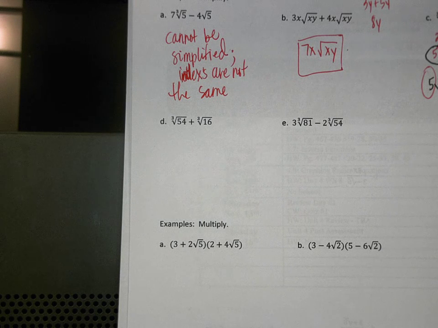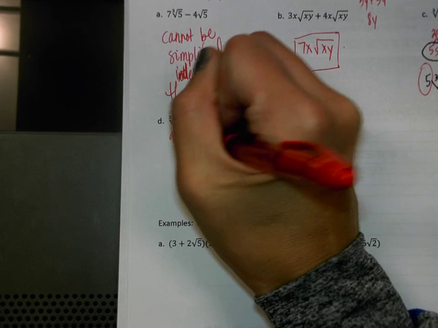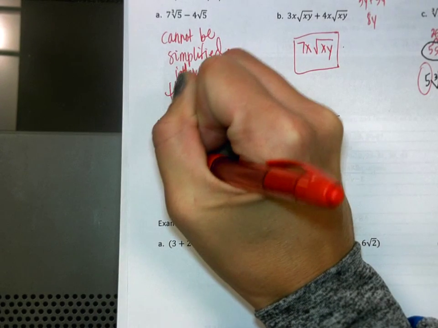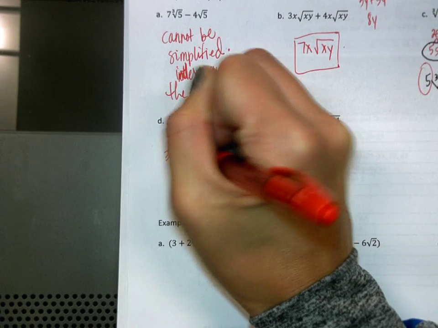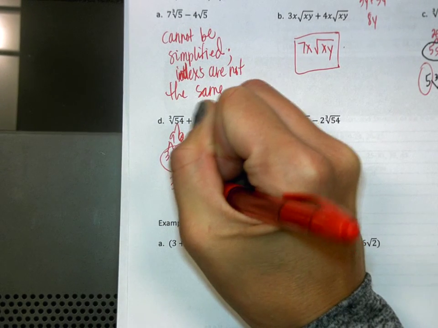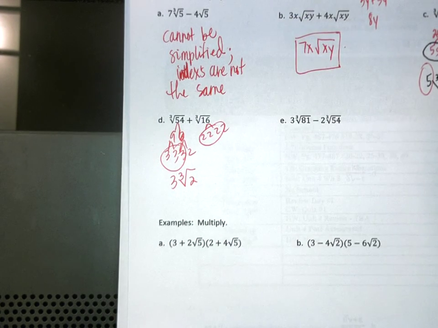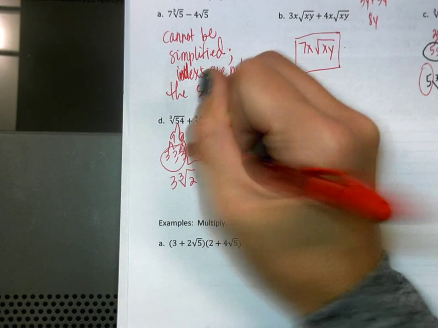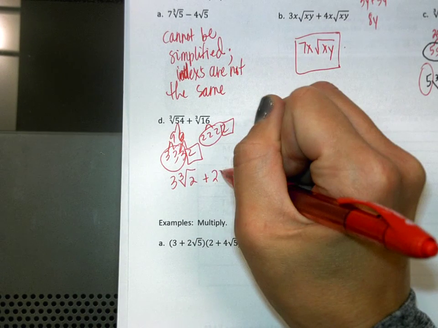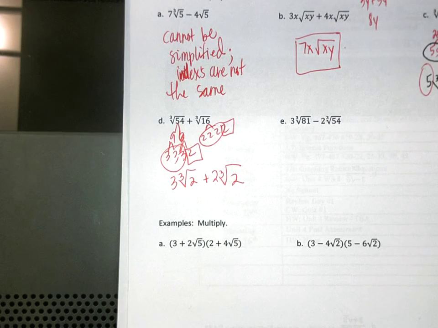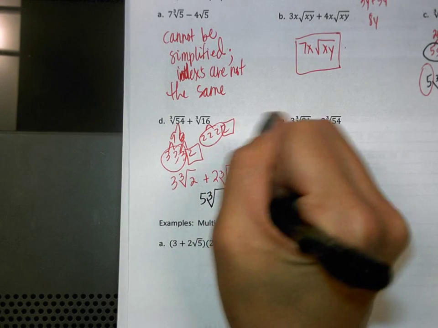Okay, so the answer is 5 cubed root of 2, and as I look around, a lot of you have it. Okay, so 54 breaks down to 9 times 6, and then we get 3 and 3, and 3 and 2. So we have the 3 cubed root of 2, and then 16 we know breaks down to, I'm just going to write the 4 2's. We have 3 2's with a 2 left over, and so we get plus 2 cubed root of 2. And we add those together, which makes 5 cubed root of 2.